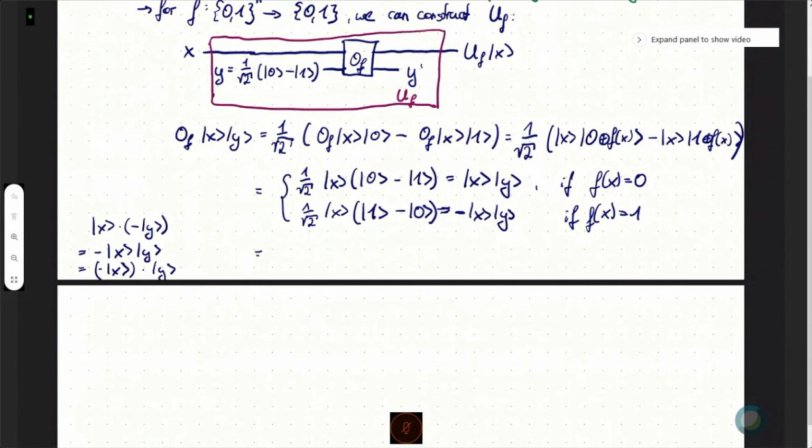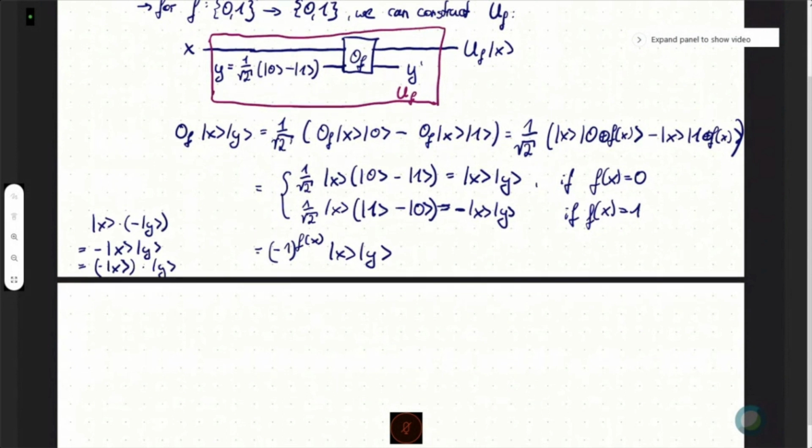And then what we can write now is minus 1 to the power f of x times x and y as a general form of applying the oracle. What we see now, though, is this expression: the oracle acting on x and y gives us minus 1 to the power f of x times x and y. This is actually independent of y.